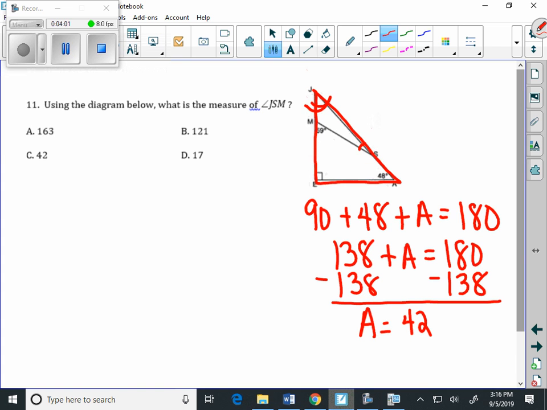But we know what we're looking for. I'm going to change colors there in terms of what we're looking for. We're looking for this angle right here. And now we know that this measure is 42. And we're given another piece of information in this triangle, which is that we know the 59 right there. We know that measure right there.